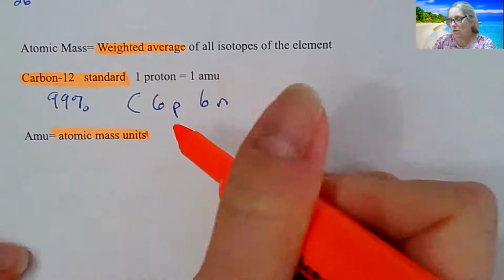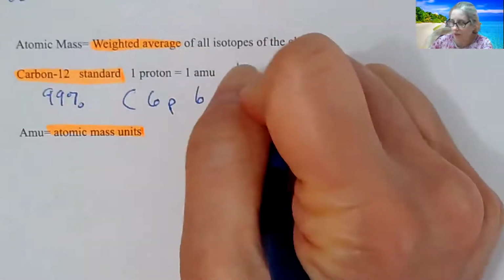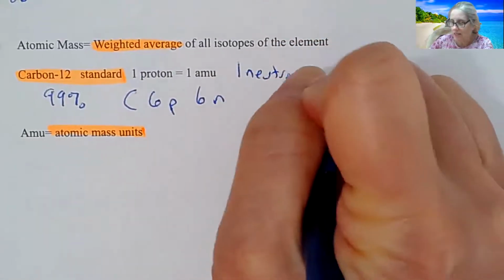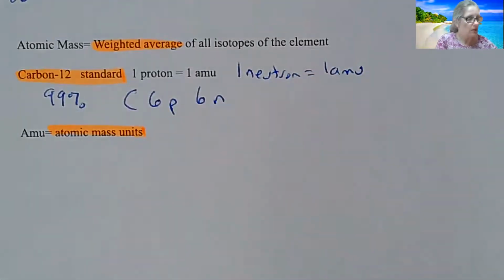You don't really need to know what that is, but that is a unit that you're going to see in something called mass spectrometry that we're going to do later this year. So it's going to be a number that you're going to see. It also applies to any neutron in this particular isotope, which is also 1 AMU. So what we're going to look at is how this particular atomic mass is calculated.